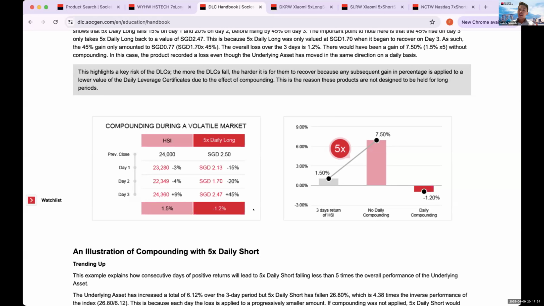So intraday, a few days or a few weeks, that's fine, but please do not hold on to the DLCs for too long. It is a short-term trading instrument.